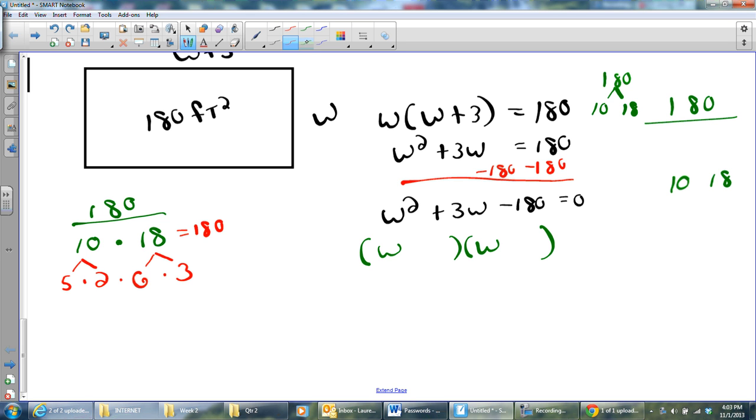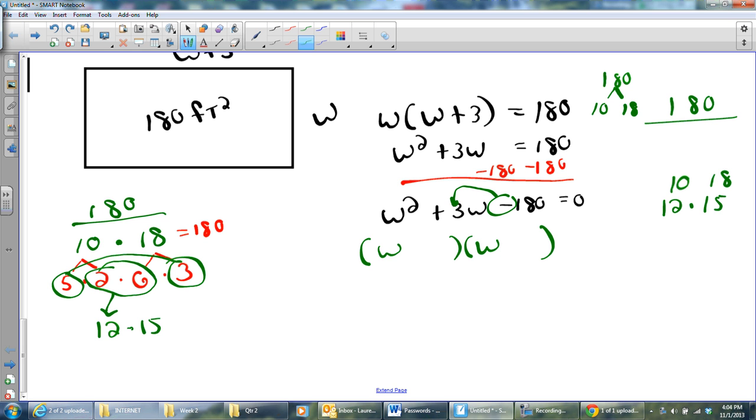right? And if you heard me say 12, isn't there a 12 hiding right here? Doesn't that become 12? And isn't this 15? So therefore 12 times 15. 12 and 15 are factors of 180. And I need them to subtract to get positive 3. So that would be 15 minus 12. So here we go. I've got it factored: W plus 15 and W minus 12, and that'll equal 0.